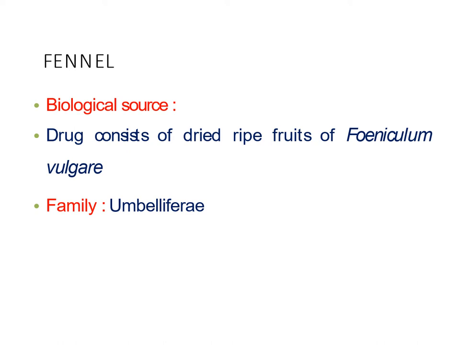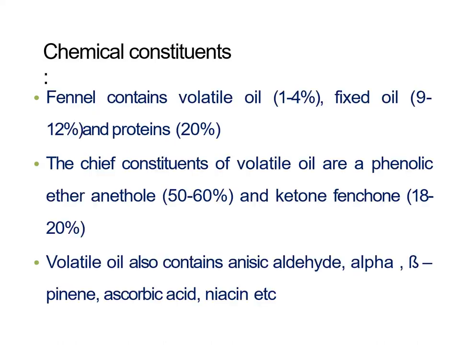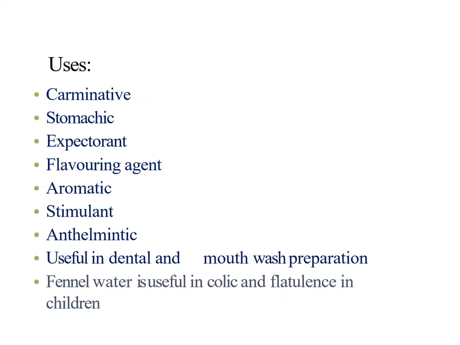Then next is fennel. Biological source of fennel is Foeniculum vulgare and family Umbelliferae. The chemical constituents: fennel contains volatile oil 1 to 4%, fixed oil 9 to 12%, and protein 20%. The chief constituents of volatile oil are phenolic ether anethole 50 to 60%, and ketone fenchone 18 to 20%. Volatile oils also contain anisaldehyde, alpha and beta pinene, ascorbic acid, and niacin, etc. Then uses same like other volatile oils: carminative, stomachic, expectorant, flavoring agent, aromatic, stimulant, anthelmintic, useful in dental and mouthwash preparations. And then fennel water is useful in colic and flatulence in children.